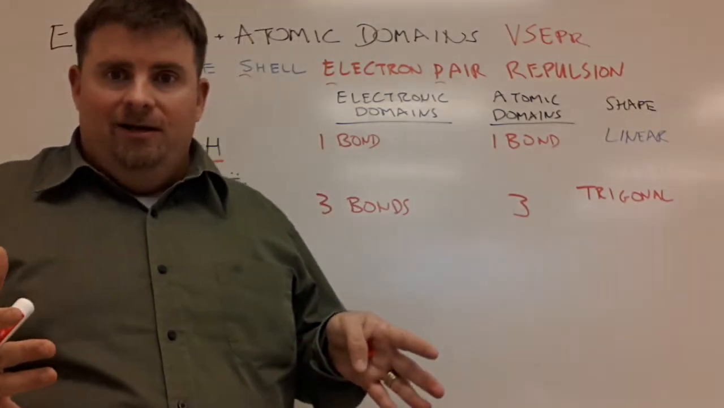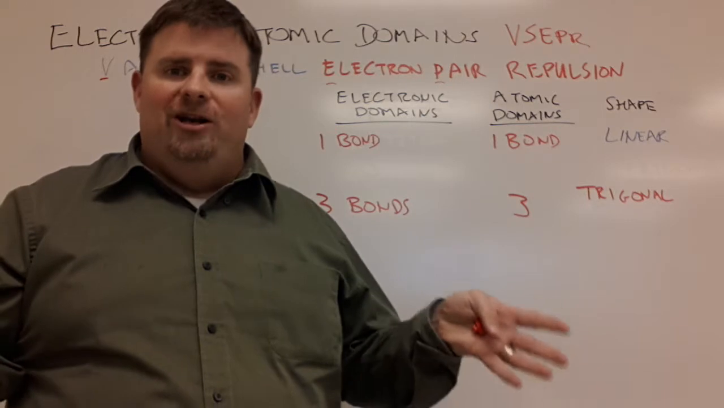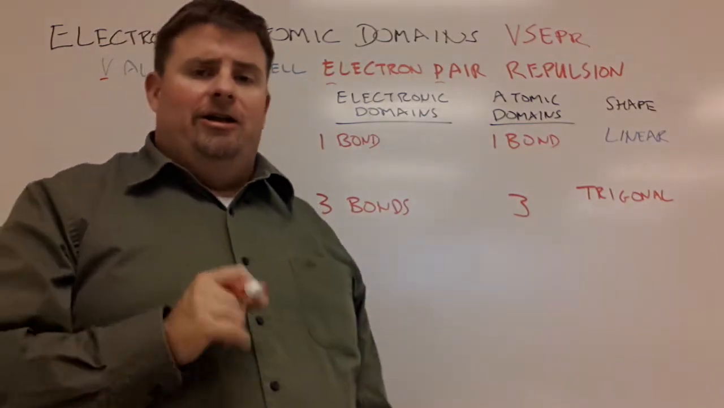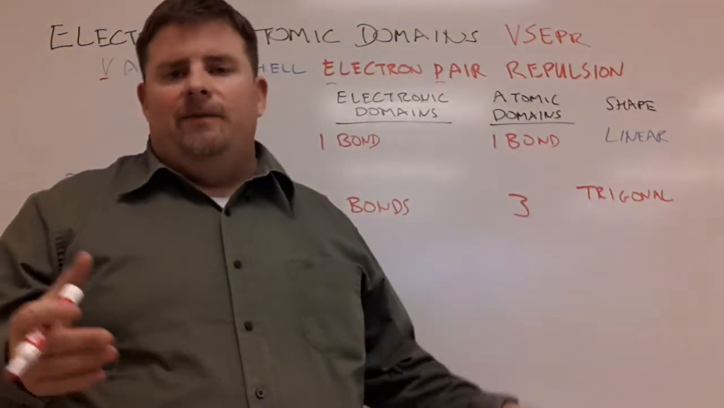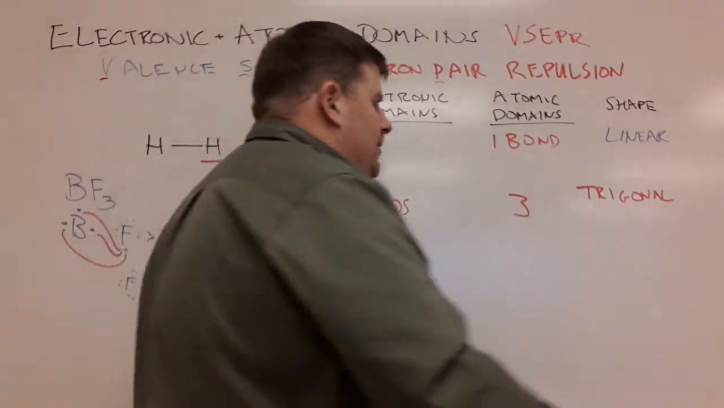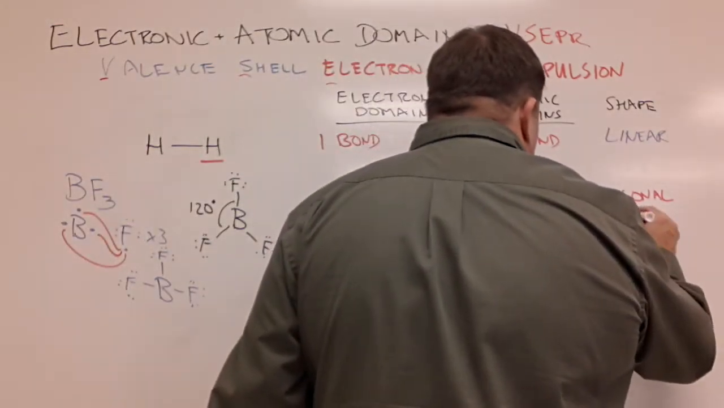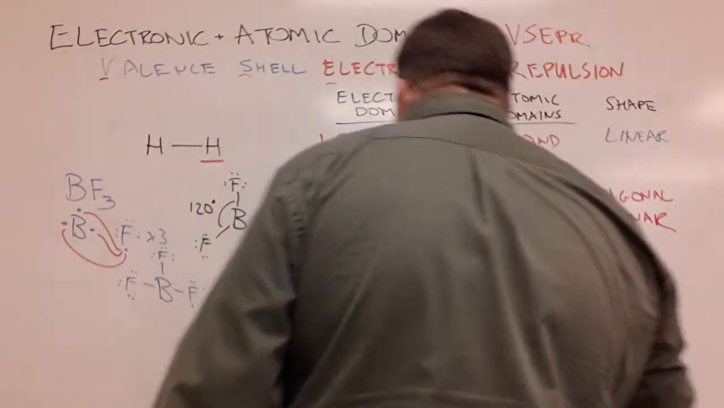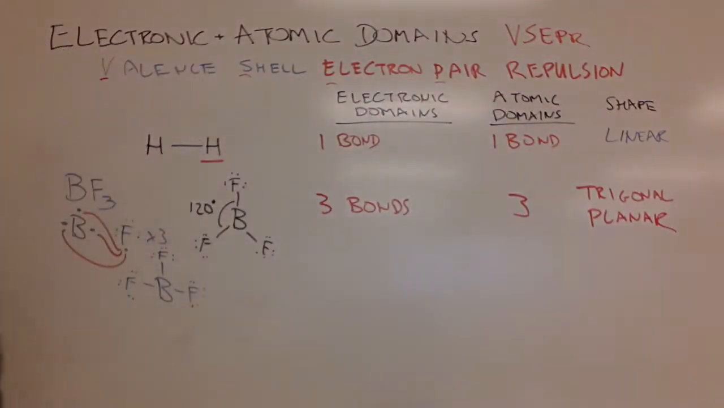The dimensionality, it's flat. It's a nerdy way of saying flat. Dimensionality is a trigonal planar structure. It's a flat triangle, right? So trigonal planar, flat triangle, is what the shape of BF3 is.